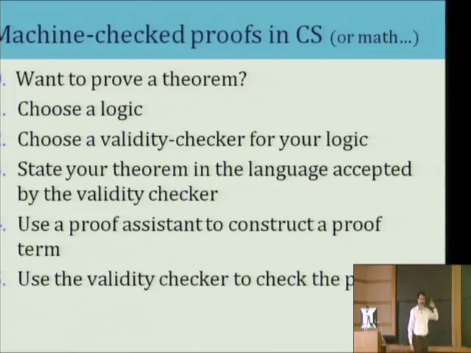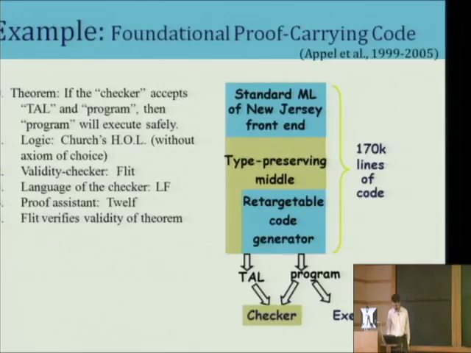And then you choose a mechanical validity checker for your logic, which is a computer program. And you state your theorem in a language accepted by the validity checker. And then you use a proof assistant to construct the proof term, because proof terms are very technical, fiddly objects, and they're no fun to construct entirely by hand. And then you use the validity checker to check the proof.